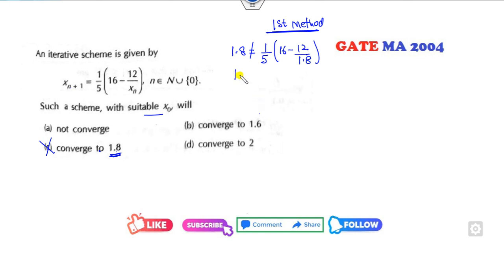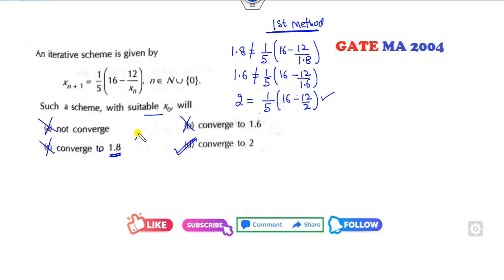We can check here 1.6, 1.5, 16 minus 1.6. Is it satisfied? It is not satisfied. Is 2 satisfied? We can check this. It's 16 minus 12 over 2. It's 6. 16 minus 6 is 10. 10 by 5, 2 is satisfied. Yes, it is convergent. So once it is convergent, the not convergent options will be cancelled out. So D is the right answer.